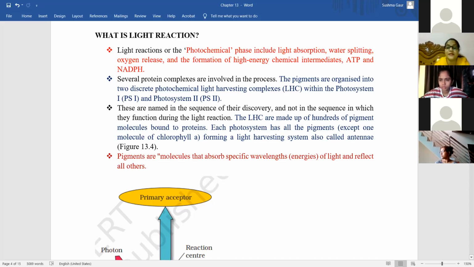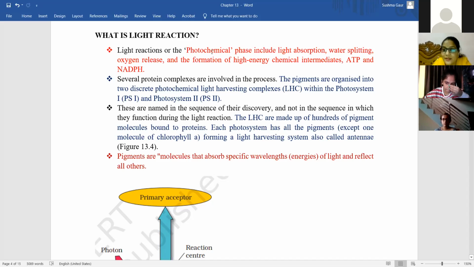Okay, so what is light reaction? Light reactions are also known as photochemical reactions, the chemical reactions that occur in the presence of light. This includes light absorption. So photochemical reactions or light reactions perform many functions. Some of them are absorption of light, first of all, then second is splitting of water, third is release of oxygen, and fourth is formation of high energy chemical intermediates like ATP and NADPH.